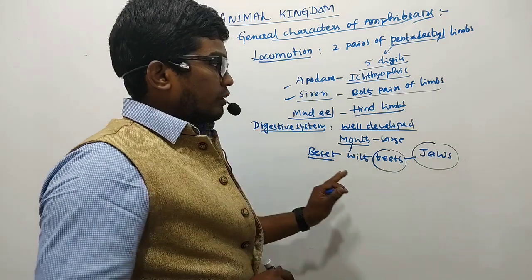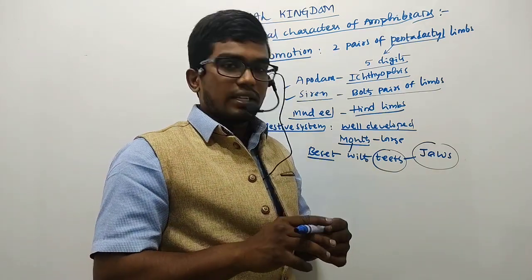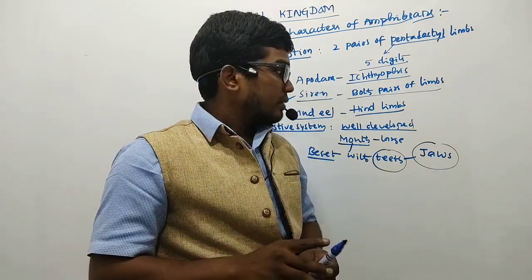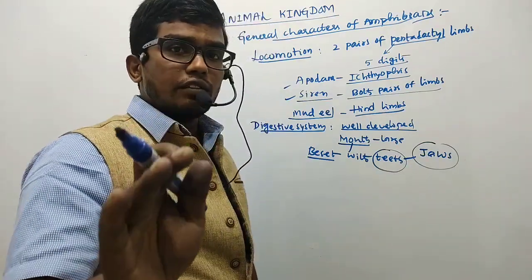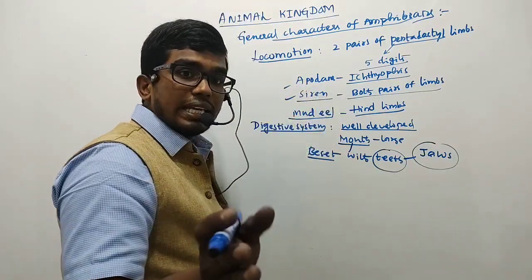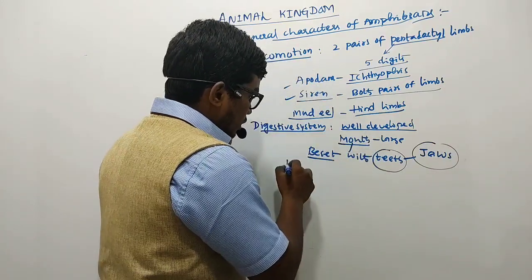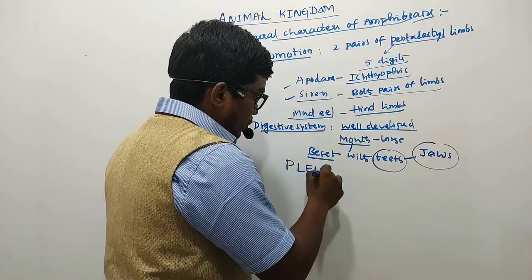Further, what we need to understand here is that the teeth can be fused to the inner side of the jawbone. If they are fused to the inner side of the jawbone, we call them pleurodont.